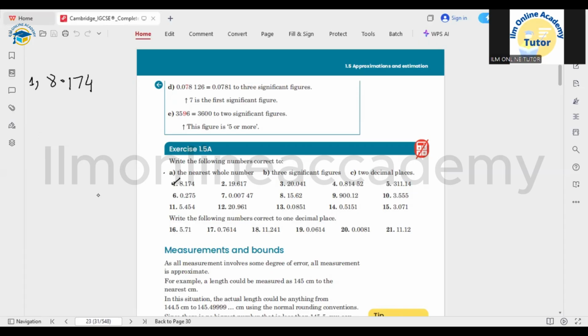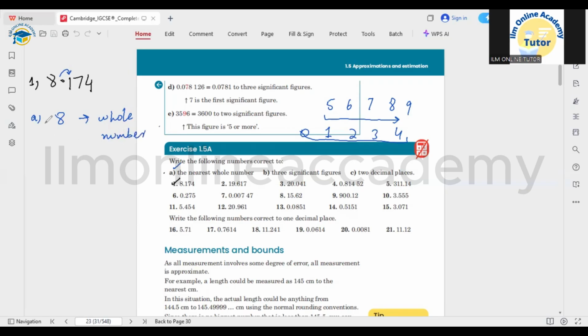So as for part A is concerned, we need to just round it off to the nearest whole number. If exactly after the decimal point you have a number like 5, 6, 7, 8, 9, greater than or equal to 5, then you will add one to the previous number and this will become 9. But if you have a smaller number, like 0, 1, 2, 3, 4, then you will not add one to the previous number. So the whole number for this will be 8. This will be the nearest whole number.